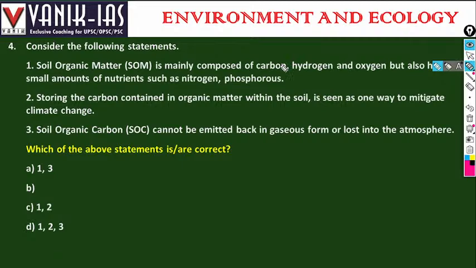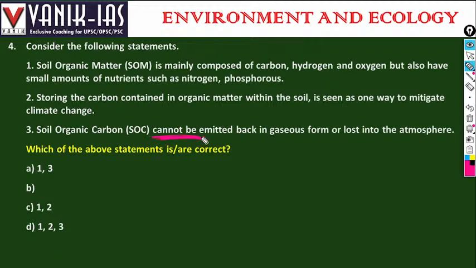Consider the following statements. Soil organic matter, SOM, is composed of carbon, hydrogen, oxygen, but also has small amounts of nutrients such as nitrogen and phosphorus. Storing of carbon content in organic matter within soil is seen as a way to mitigate climate change. The soil organic carbon cannot be emitted back in the gaseous form or lost into the atmosphere. Which of the following statements are correct regarding SOM?